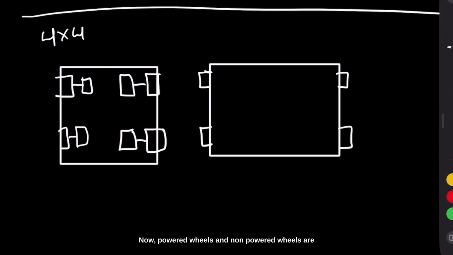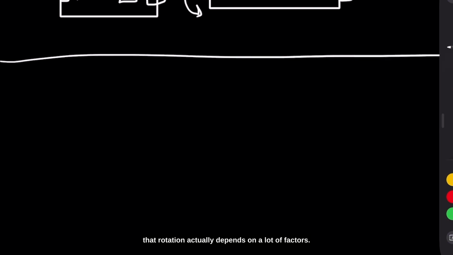Now powered wheels and non-powered wheels are very important because they help you understand what exactly is going to happen when the robot takes a turn. How robots take a turn depends a lot on the powering of the motors. So in a typical robot, let's say these two wheels are powered, which means these two have a motor, then these two need to turn to make a turn. Or they can do it like this, where one of them spins clockwise and one of them spins anti-clockwise. In that case, you would have a rotation. But the problem over here is that rotation actually depends on a lot of factors.